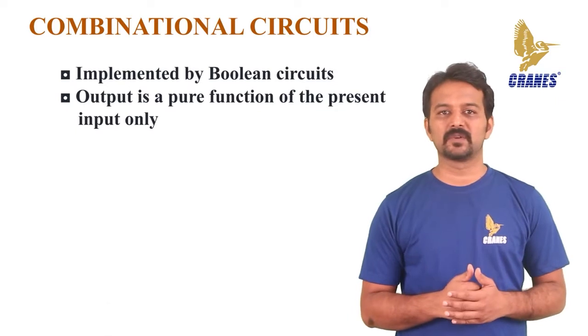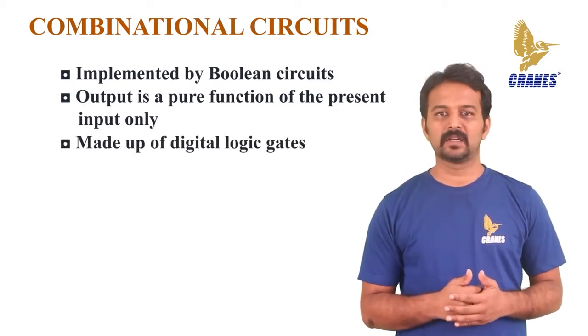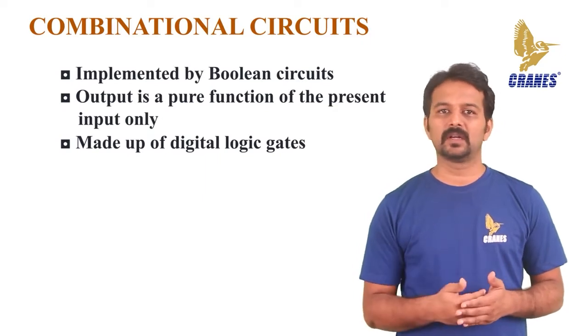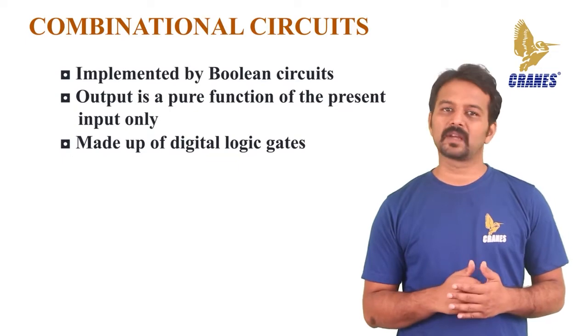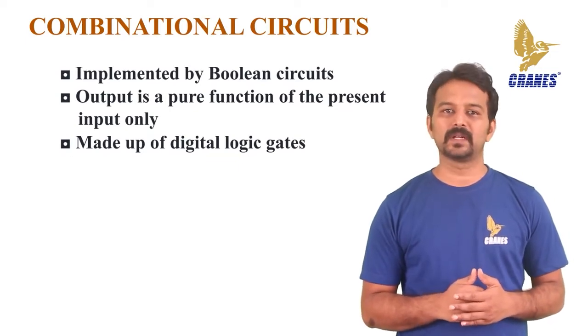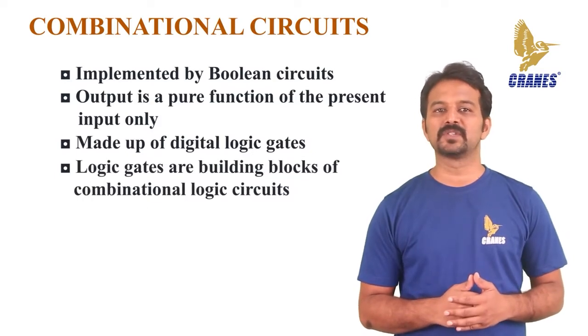Combinational digital logic circuits are basically made up of digital logic gates like the AND gate, OR gate, NOT gate, and the other universal gates. All these gates are combined together to form a complicated switching circuit. The logic gates are the building blocks of combinational logic circuits.